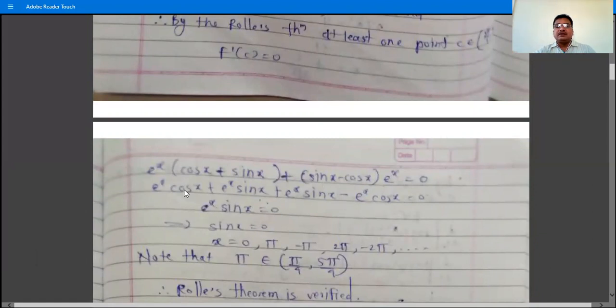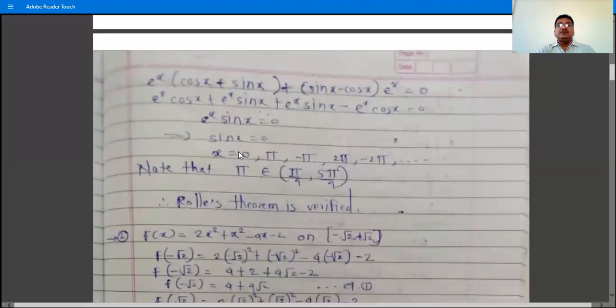So after simplifying, we have e raised to x into cos x minus e raised to x cos x, which is 0. e raised to x sin x plus e raised to x sin x is 2 times e raised to x sin x. Then shifting the 2, we have e raised to x sin x is equal to 0. And therefore sin x is equal to 0 because e raised to x is not equal to 0. We know that a into b is 0 if and only if either a is 0 or b is 0. So e raised to x is not equal to 0 for all values of x, and therefore sin x is 0.